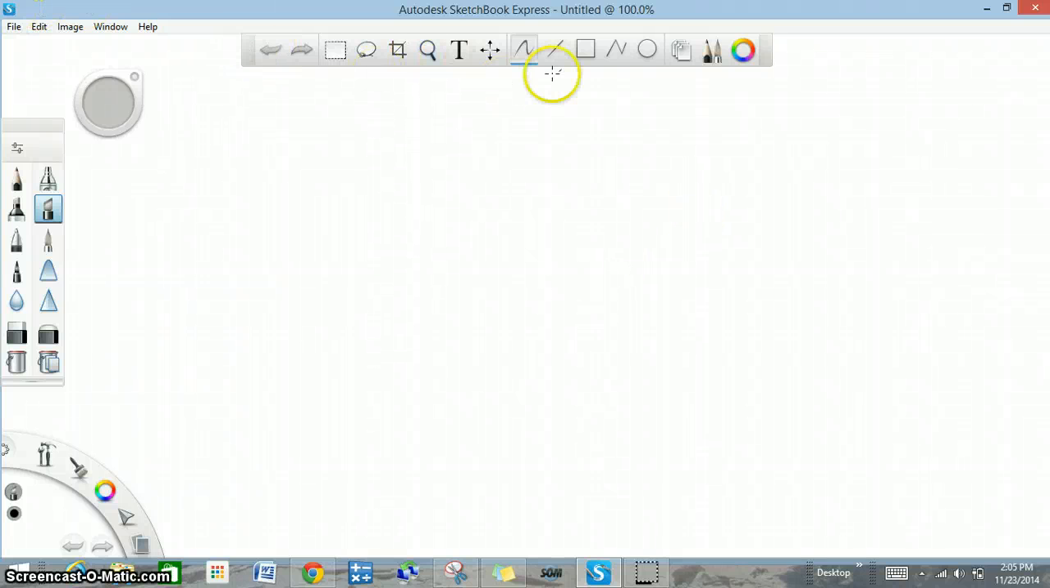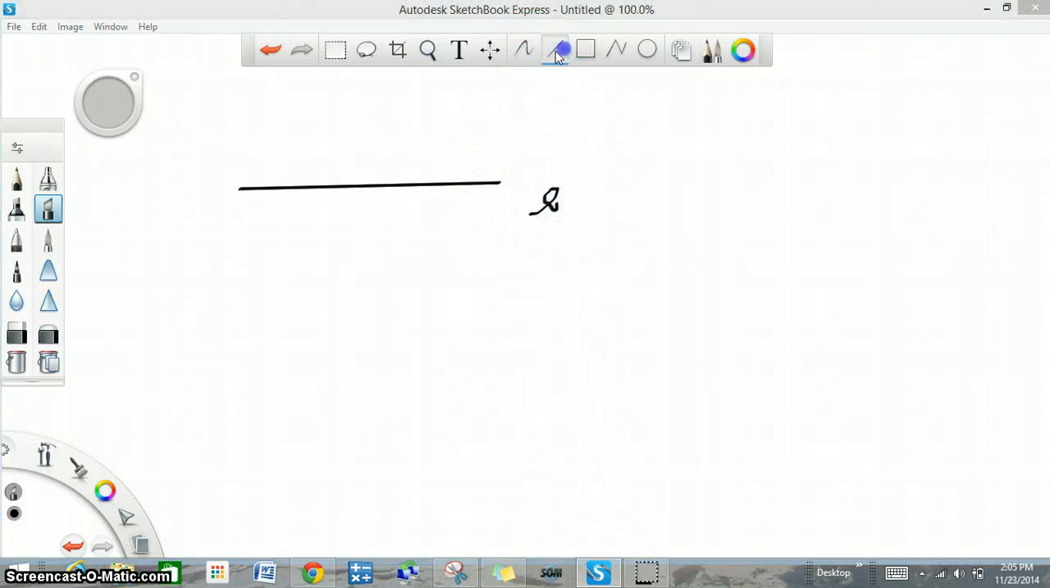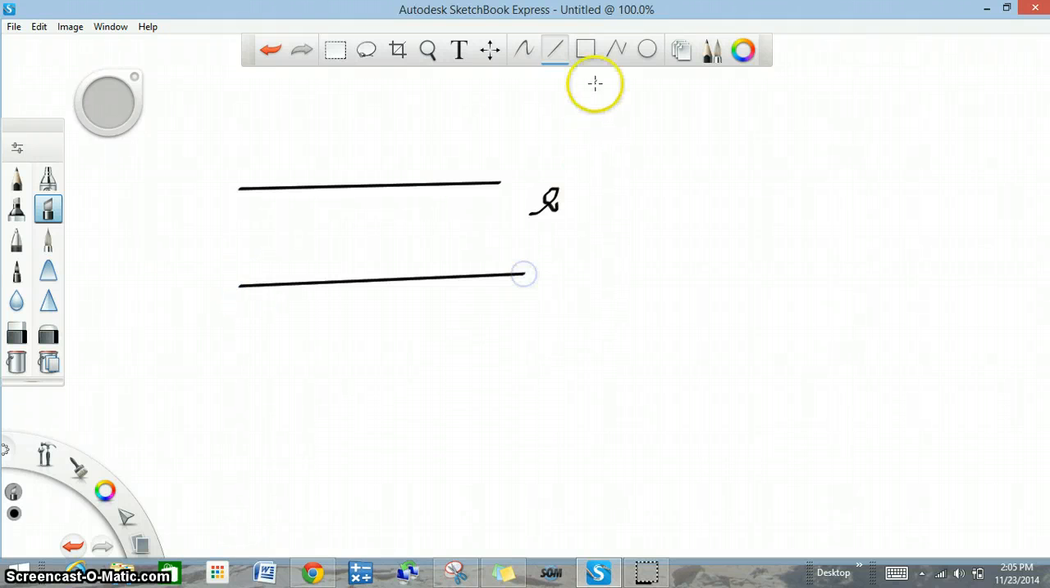Okay, folks, let's do a little geometry proof here. I'm going to begin by drawing a line here, and we'll call that line L. And I'm going to draw another line beneath it, right here. I'm going to call that line M. We're going to say also that these two lines are parallel.